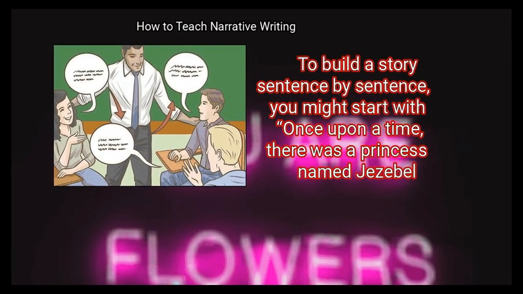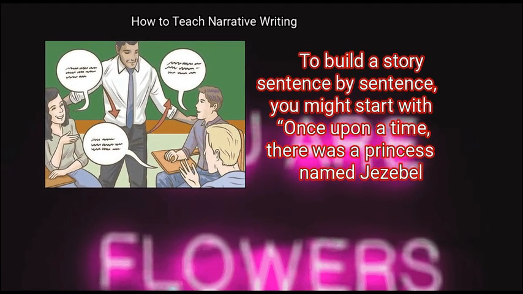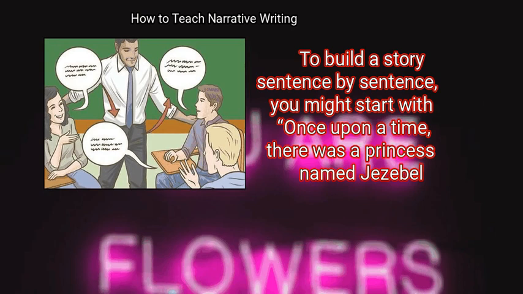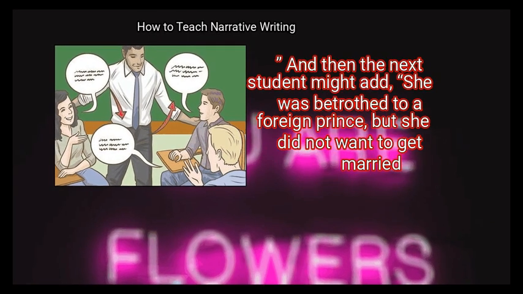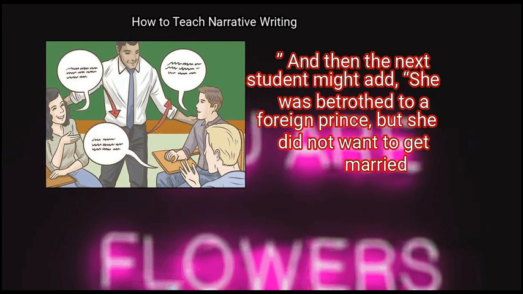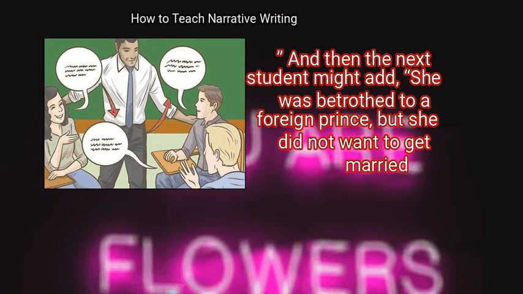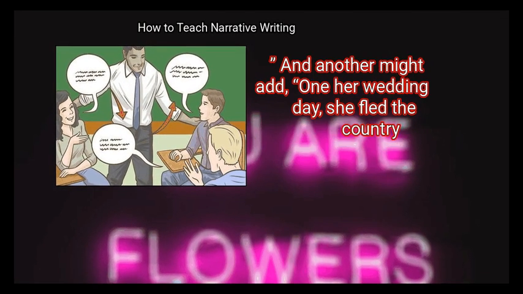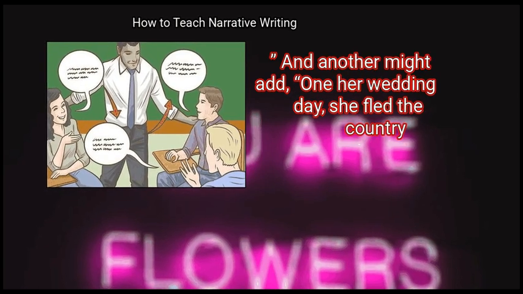To build a story sentence by sentence, you might start with, "Once upon a time, there was a princess named Jezebel," and then the next student might add, "She was betrothed to a foreign prince, but she did not want to get married." And another might add, "On her wedding day, she fled the country."